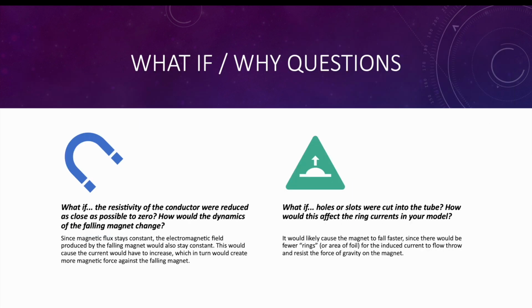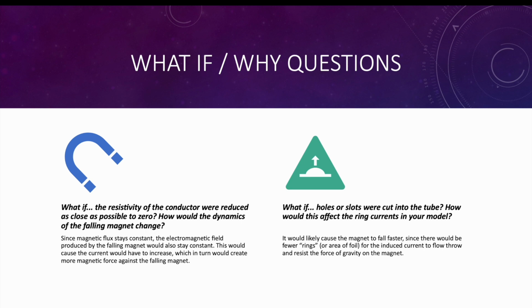What if and why questions. What if the resistivity of the conductors were reduced as close as possible to 0? What would the dynamics of a falling magnet change? Since the magnetic flux stays constant, the electromagnetic field produced by the falling magnet would also stay constant. This would cause the current to increase, which in turn would create more magnetic force against the falling magnet.